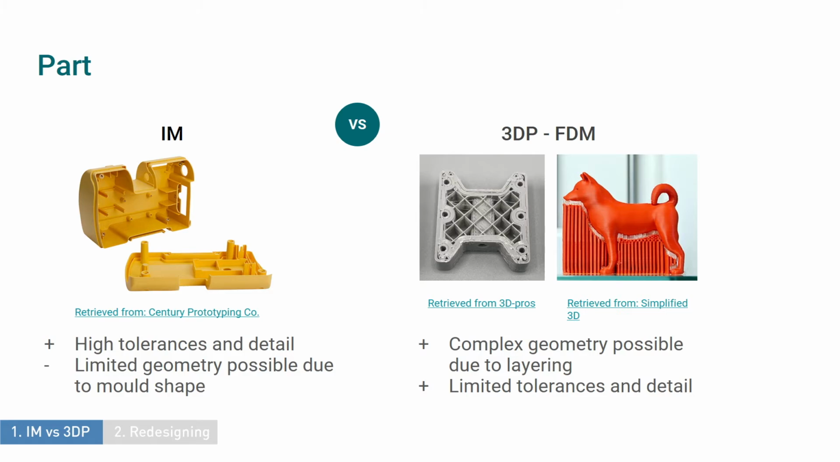Each manufacturing method has pros and cons. Injection molding can be very precise and create parts with high tolerances and detail. However, part geometry is limited as you need to be able to get the part out of the mold. 3D printing, on the other hand, works without a mold and therefore is able to make very complex shapes. However, 3D printing is less accurate due to the movement of the printer head, and this means that 3D printed parts have limited tolerances and detail.